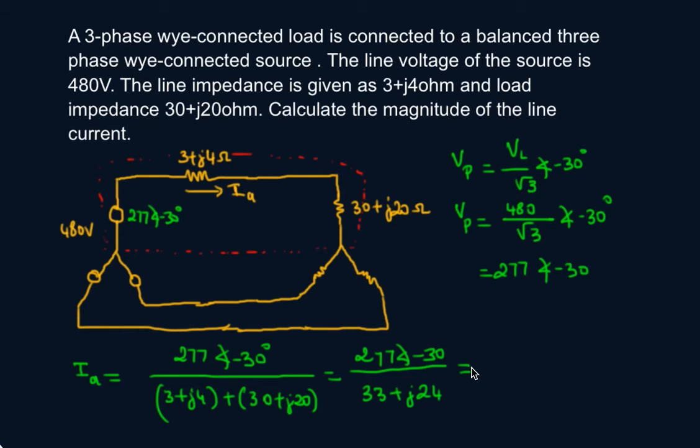I have 277 at minus 30 degrees divided by 33 plus J24. I have equals to 678 with an angle of minus 66 degrees. So the line current is equal to, the magnitude is equal to 678 amp.